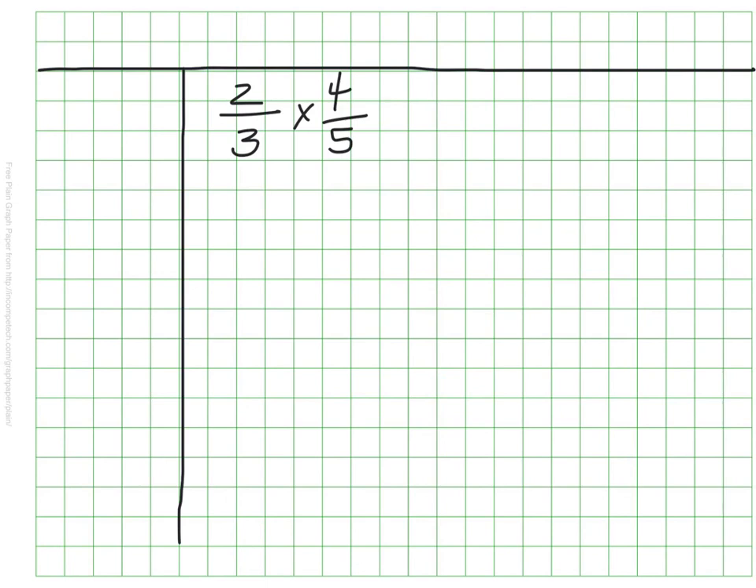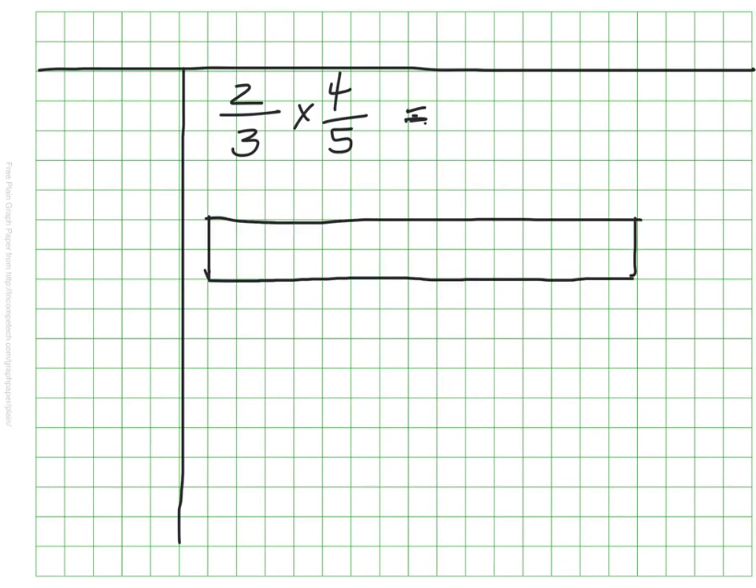Let's do one more. This time we want to find what 2/3 of 4/5 would be. This time neither of our fractions has a 1 in the numerator, so that's the little twist on this one. But same as before, go ahead and set up your rectangle for your thermometer.